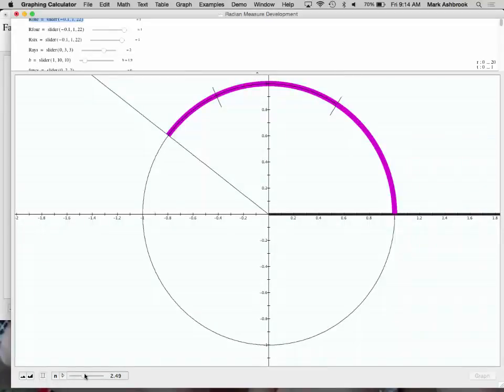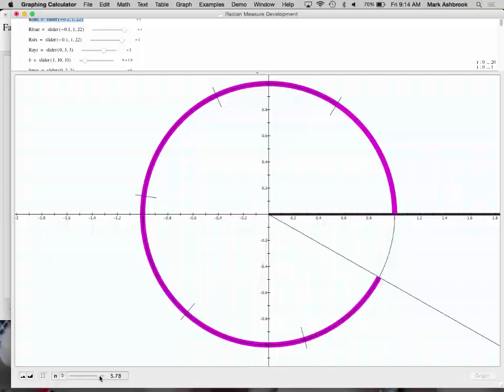So then if I keep doing that, every time I mark off a radius length, I've added 1 more radian of openness to my angle. So here's 3 radius lengths of arc length, making an angle of 3 radians. And so when I go all the way around, we get all these spots on the circle for whole numbers of radius lengths corresponding to whole numbers of openness in radians.